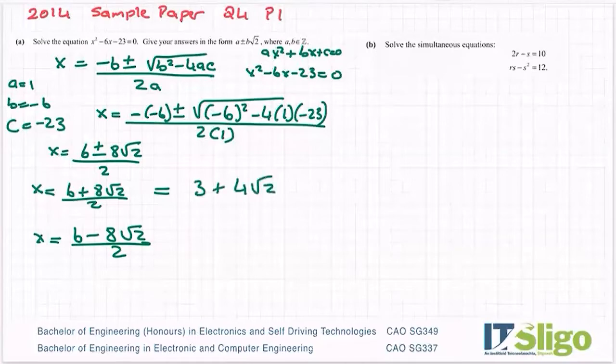For anyone who is interested though, what ends up happening when you divide by 2 is 6 gets divided by 2 and you get 3. And also 8 gets divided by 2 and that's where I get 4. Okay, so in the same way, this one is going to be 3 minus 4 root 2.